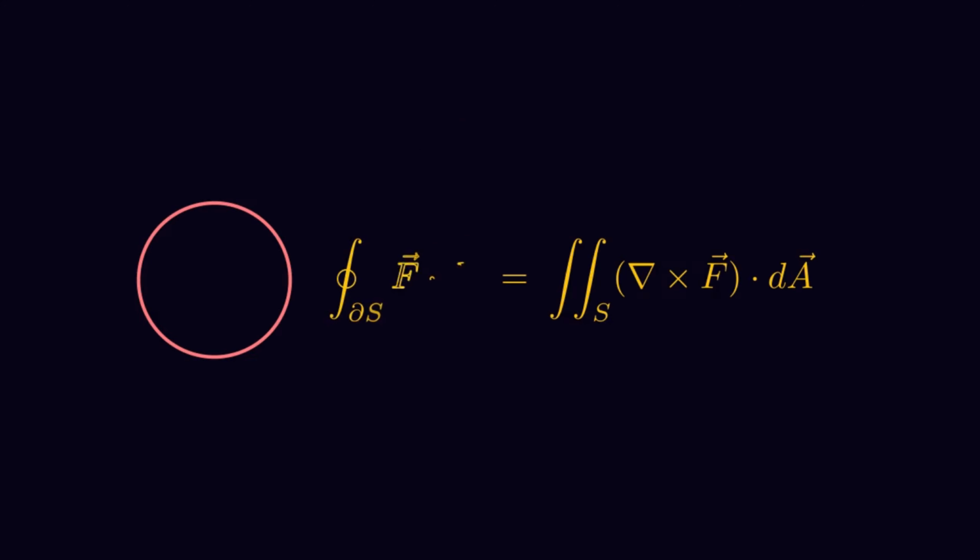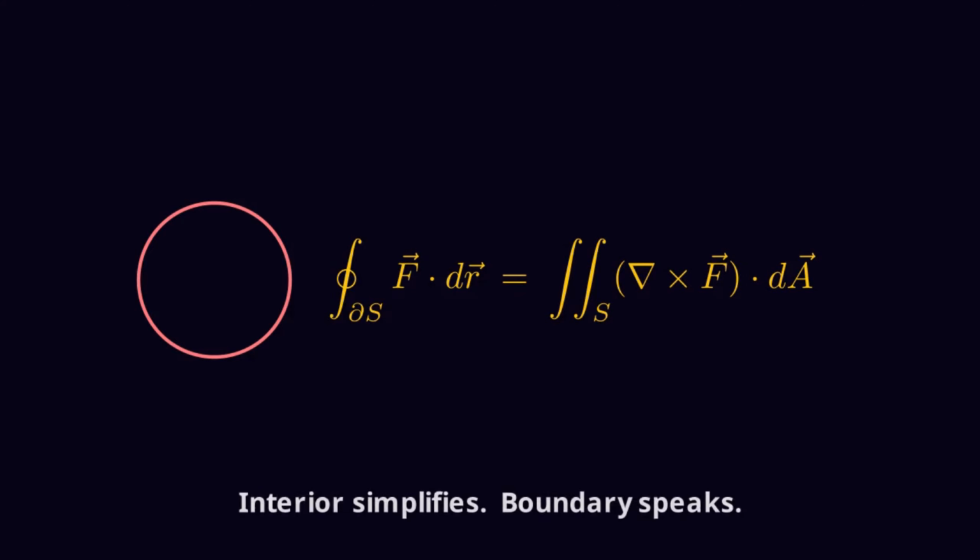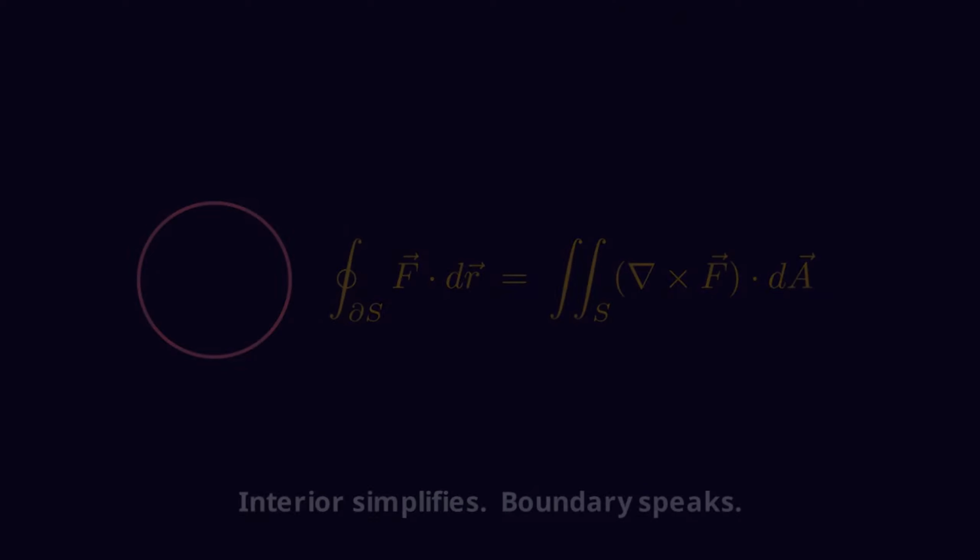Every shared edge between neighboring cells cancels out. Only the outermost rim survives. That's the heart of Stokes' theorem. The interior simplifies, the boundary speaks.